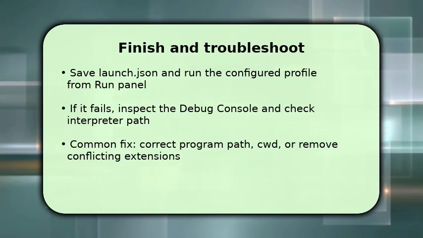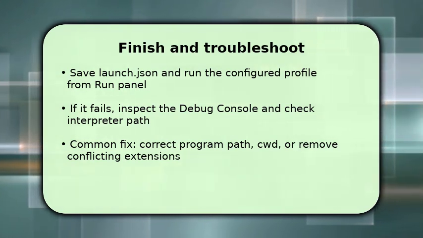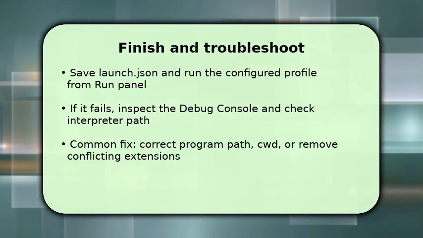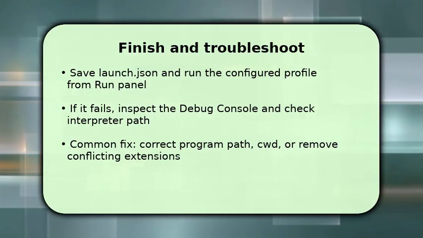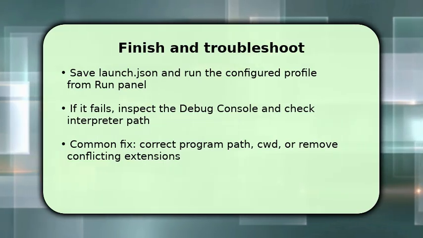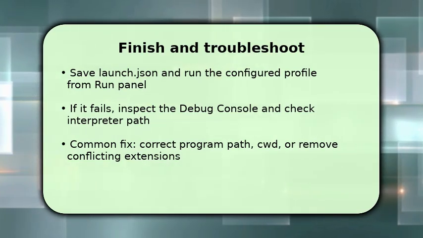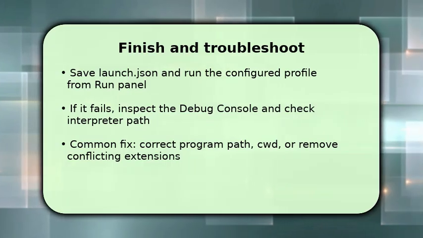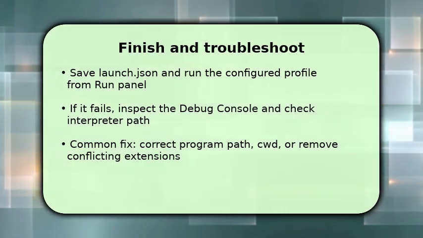If debugging doesn't start, read the debug console for errors and confirm the interpreter path at the bottom left matches launch.json. Make sure file paths are correct and that no other extension overrides the debugger. If breakpoints aren't hit, rebuild caches or disable extensions temporarily.